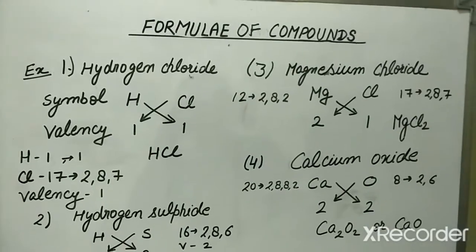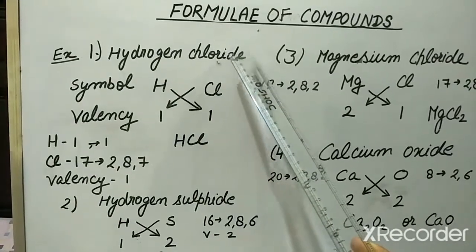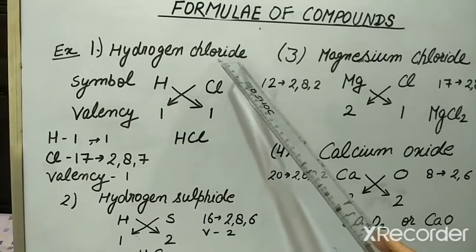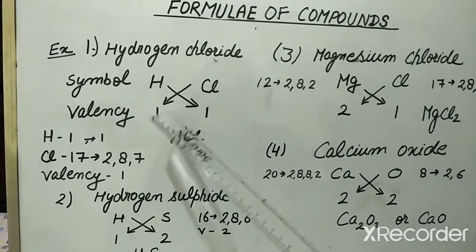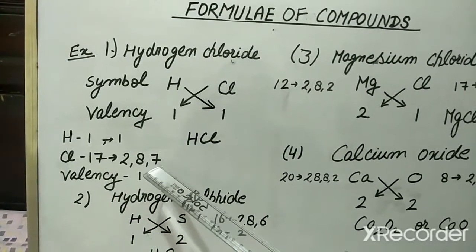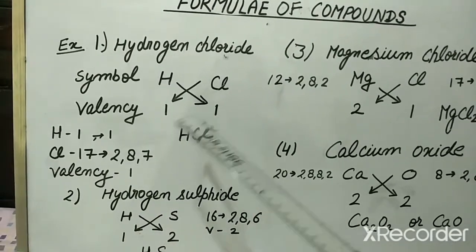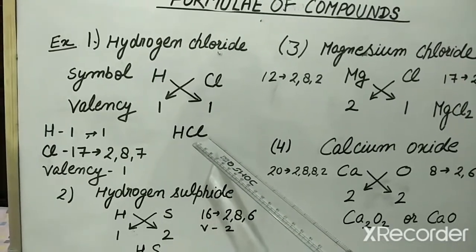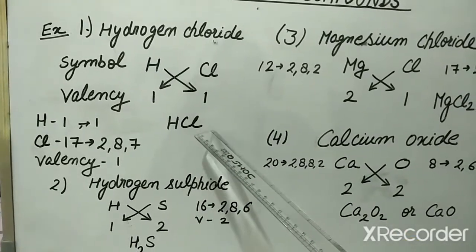Now we will learn how to make formulas of compounds. For example, hydrogen chloride. First we write the symbols. The symbol of hydrogen is capital H. For chloride, meaning chlorine, the symbol is Cl, and the valency of hydrogen is 1. Chlorine's atomic number is 17. Configuration is 2 8 7, so it needs one more electron. The valency is 1. Now we write the valencies and cross multiply. So the formula is H1Cl1. There is no need to write 1, so it is HCl. The hydrogen chloride formula is HCl.